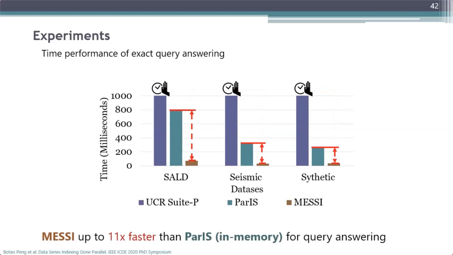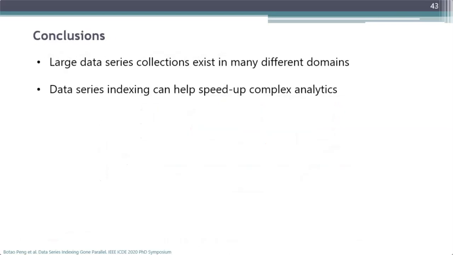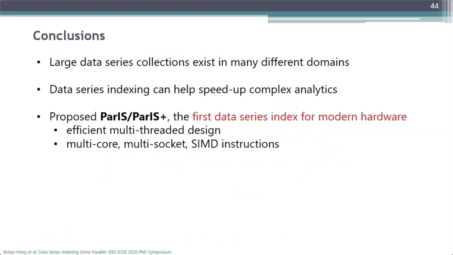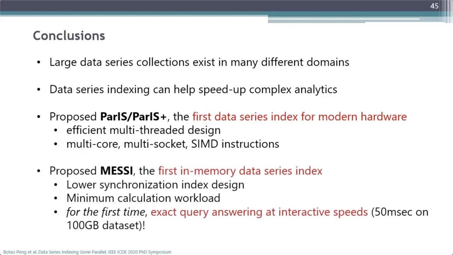To conclude, we observe that large data series collections exist in virtually every domain, and we need data series indexes to support fast similarity search. Our proposed approach, Paris, is the first parallel on-disk data series index designed to take advantage of multi-core, multi-socket, and single-instruction multiple data architectures. MESSI is the first in-memory parallel data series index.